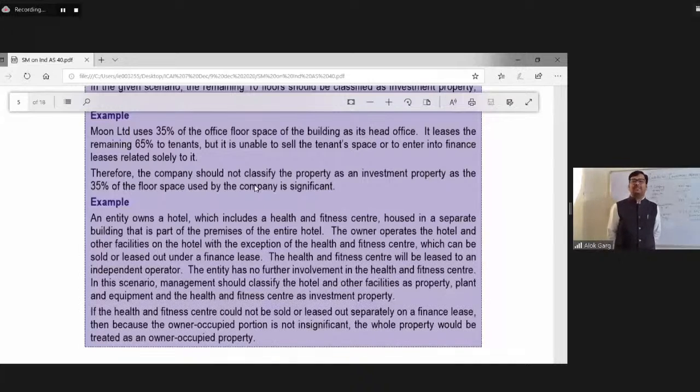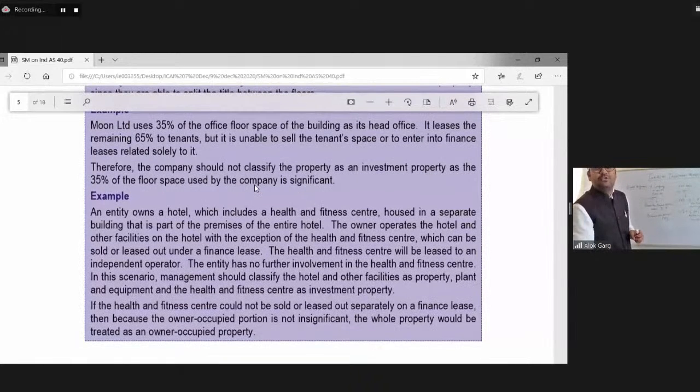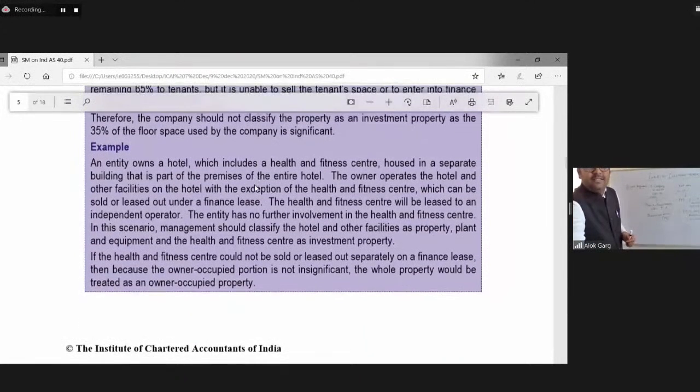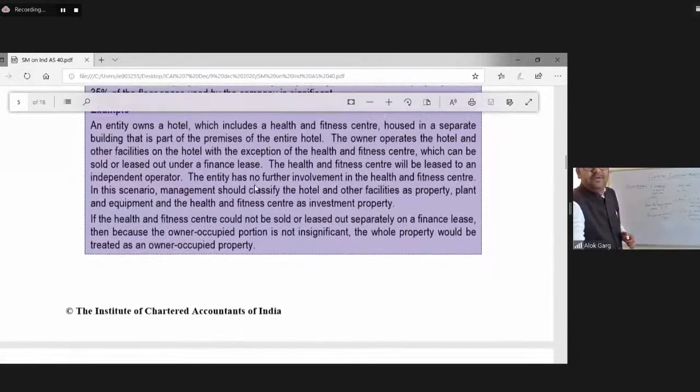So here there is a doubt. If you see, 65% portion is used on a rental basis, and 35% portion is used for business purposes. So to my mind, this has to be shown as an investment property, with suitable disclosure in the notes to accounts. I think this part needs a correction in the study material.